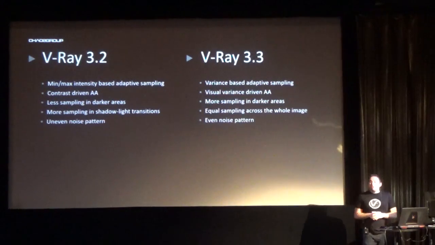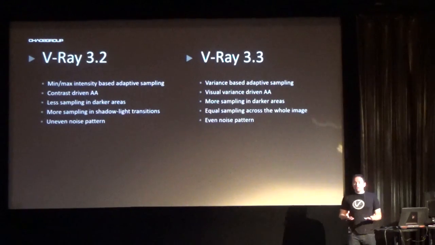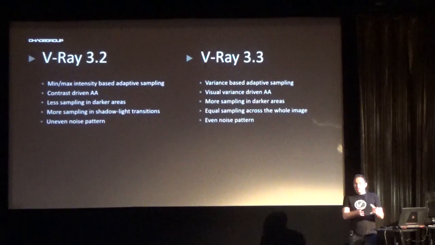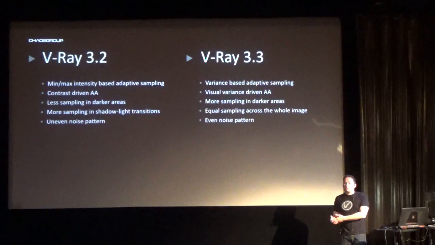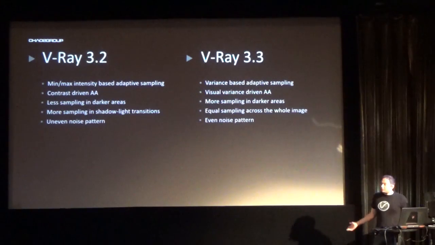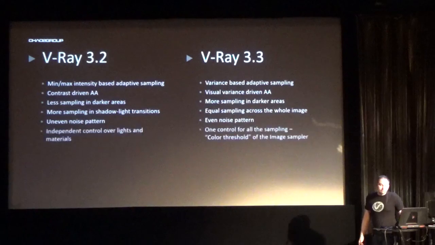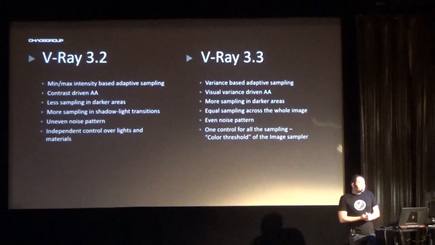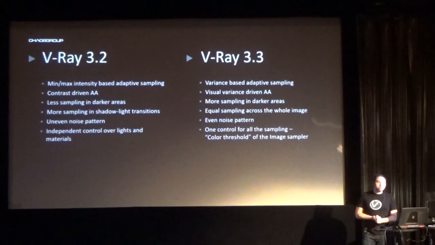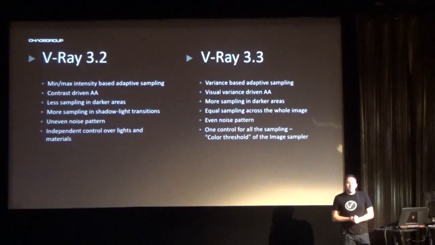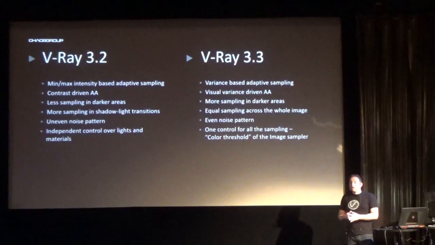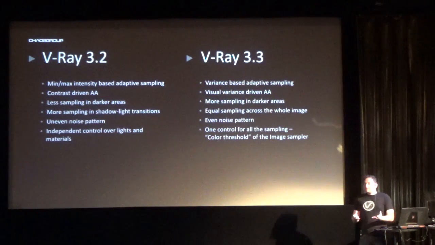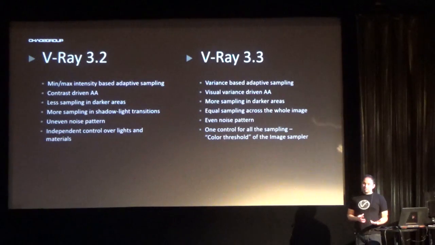In 3.2, that resulted in an uneven noise pattern, because V-Ray sampled more in some areas, making the image cleaner, and sampled less in the other areas, making the image noisier. In V-Ray 3.3, that was changed. Everything is equal. And finally, in 3.2, you had independent control over the lights and materials, which meant that you needed to readjust all your parameters accordingly in order to get a clean and fast result.